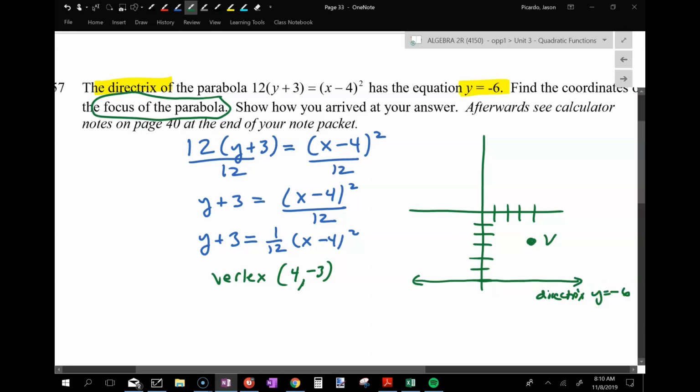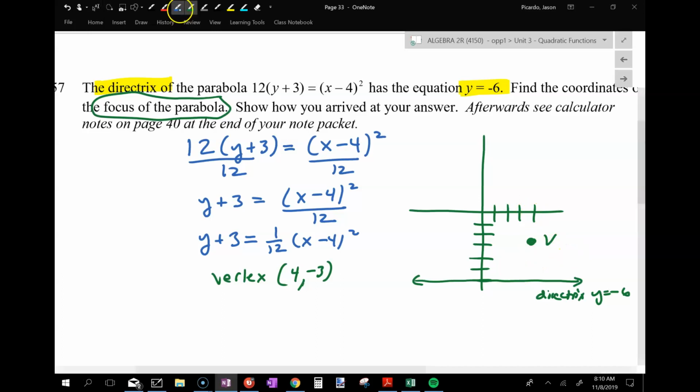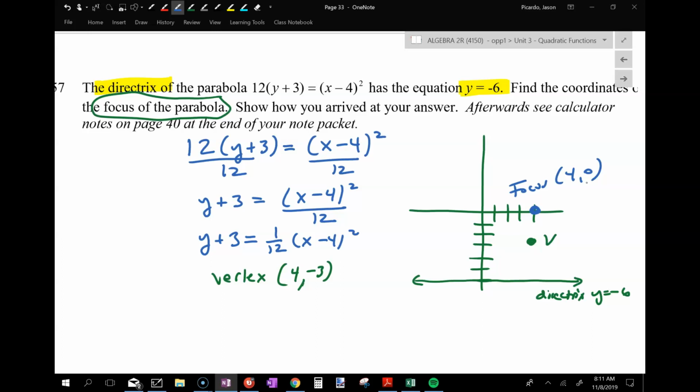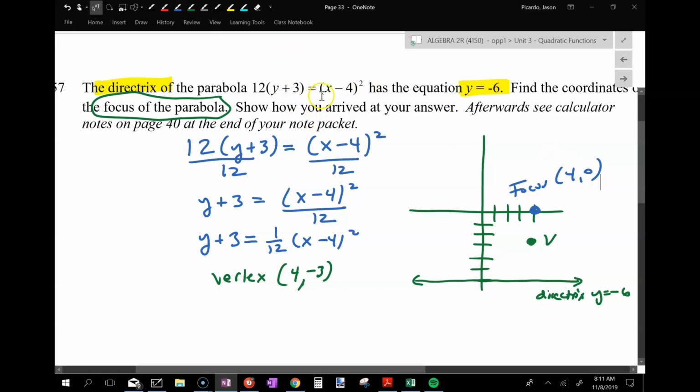Okay, really quick question, guys. How far is the vertex away from the directrix? 3 units, right? So how far should the focus be? 3 units. So wouldn't the focus be right here? At 1, 2, 3, at 4, 0. We've answered our question. Okay, so giving us the equation in this form is actually very convenient, right?